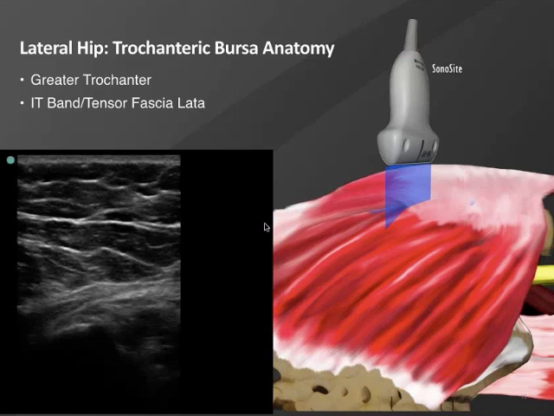Here's the ultrasound image. This is subcutaneous fat. This is gluteus maximus. This is the iliotibial band. And this is the gluteus medius and gluteus minimus tendons.